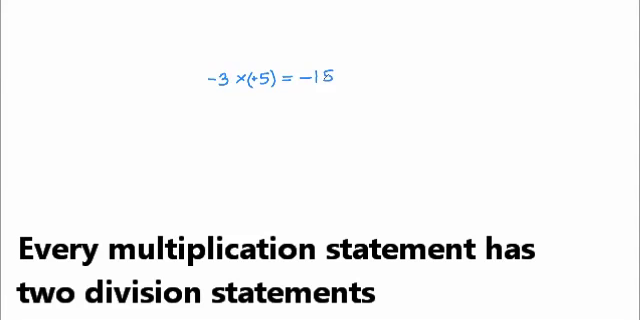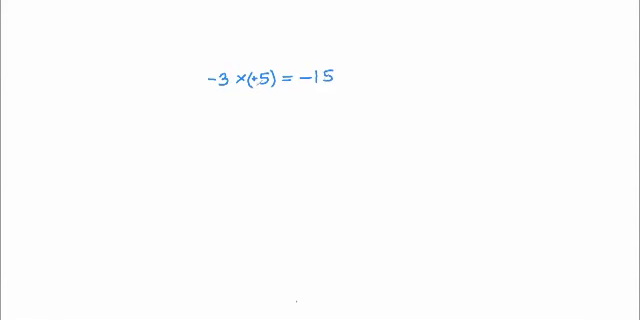Now, let's see what they are. When we say -3 multiplied by +5 is -15, that means if we divide -15 by any of these multipliers here, we will get the second multiplier. So the first division statement here is -15 divided by, let's say, -3 will give us the answer +5.